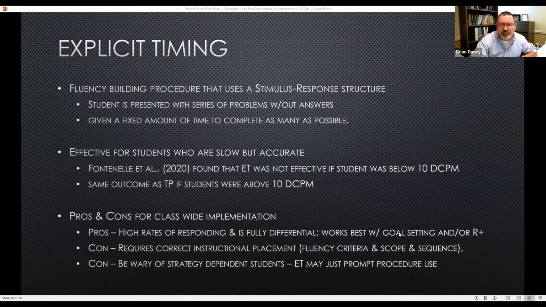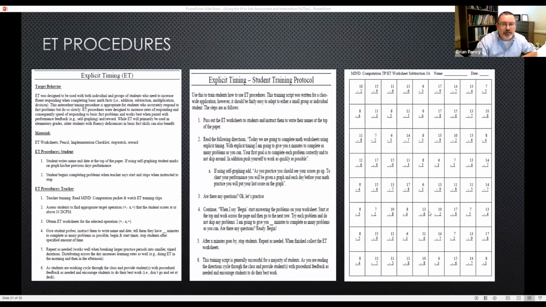And in my case example, we'll see an example of that. And so again, this is just from the website, this is explicit timing, how to train the student in it. And this is what the worksheet looks like. And I want people to recognize I have 12 items on here. So it's 12 items, 12 items, 12 items, 12 items. So if a student does this, they're getting 6 repetitions of the 12 items.